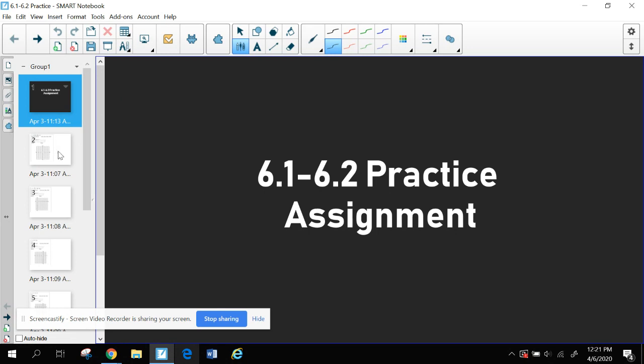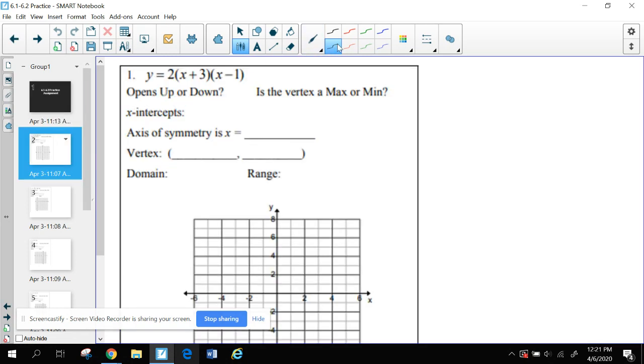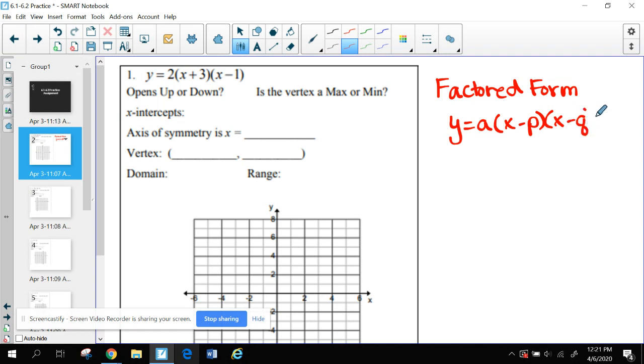We're going to start with number 1. Number 1 is an example of factored form. Just to remind you guys, in factored form, the general equation, you can write f of x or you can use y, but it breaks it up into these factors, x minus p and x minus q. These then represent the x-intercepts. So step 1 is always to find the x-intercepts.